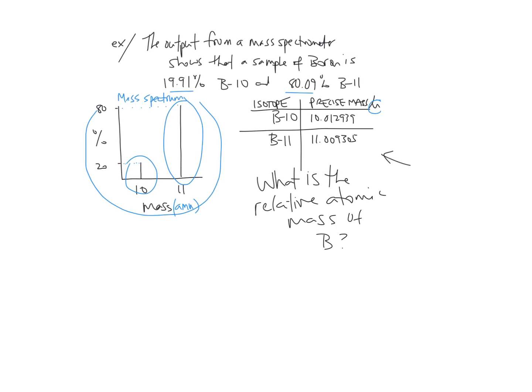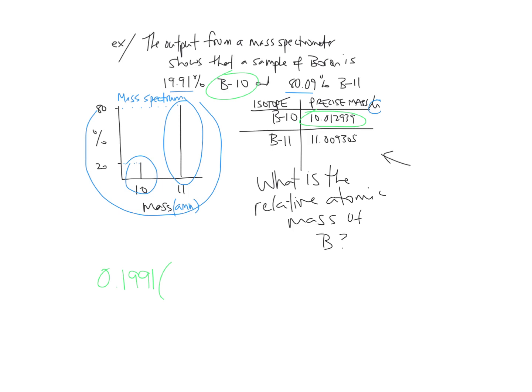Okay, what do we have to do to determine this? Well, we have to do something that's technically referred to as a weighted average calculation. So you're going to take the percentage of each isotope as a decimal. So 19.91% is 0.1991. And you're going to multiply that by the mass of that isotope. Now, the simple thing to use for mass would be 10. But you can see here that we've got even more precise masses than that.